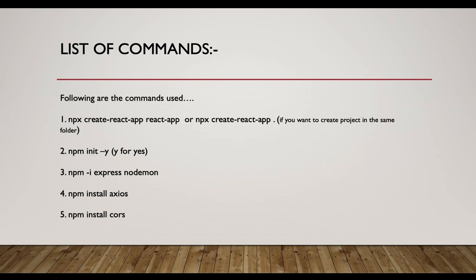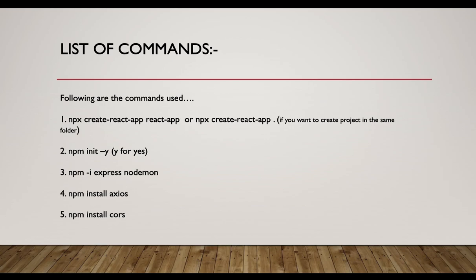In this video we are going to create an application with React and Node, and consume Axios for accessing our Node API. We are going to create one basic API and see how it is connected with our front-end application. Before going into it, here is the list of commands we are going to use.